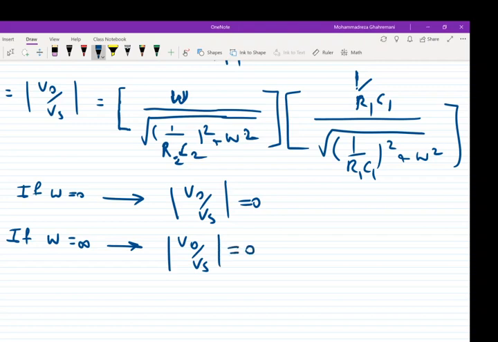So for low frequency, the gain is 0. For high frequency, the gain is 0. What kind of filter is this filter? It's definitely a band pass filter. Okay, so it is a band pass filter. Let's just find the cutoff frequencies. Okay, cutoff frequencies.